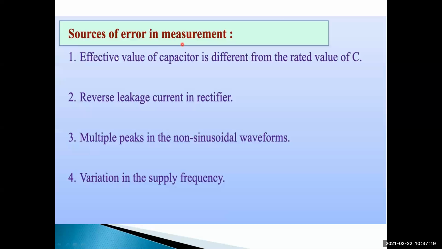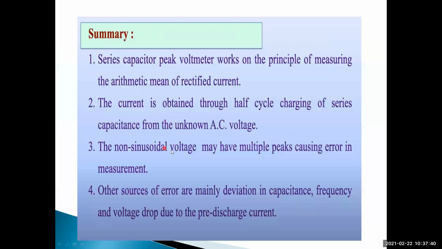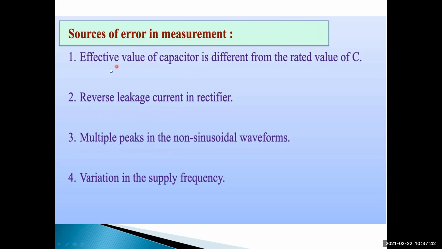Sources of error in measurement. First, the effective value of the capacitor is different from the rated value of C. Second, the reverse leakage current in the rectifier. The third one, multiple peaks in the non-sinusoidal waveform. And variation in the supply frequency. These are the different types of sources of error in the measurement of peak value.